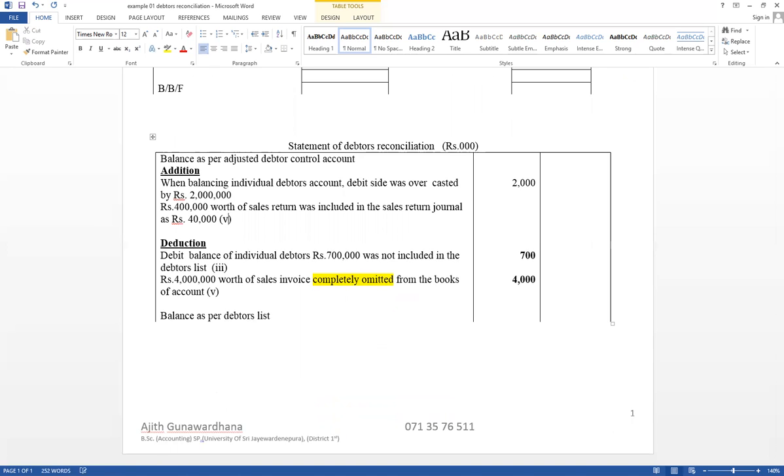Transaction number 6: 360. The sales return was recorded in the individual debtors account also at an understated value. Therefore, the individual debtors account balance increases. Therefore, the closing balance increases. If the closing balance increases, it should be added.